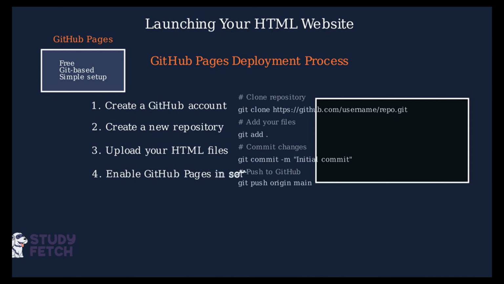Finally, go to your repository settings, scroll down to GitHub Pages, and enable it. Choose the main branch as your source. After enabling GitHub Pages, your website will be available at a URL like username.github.io/repository name.